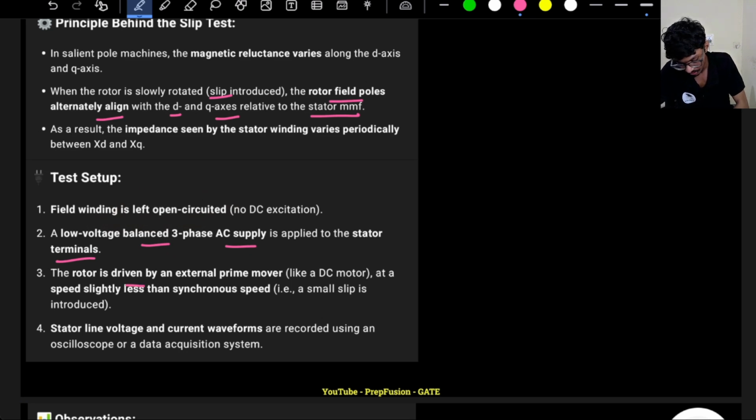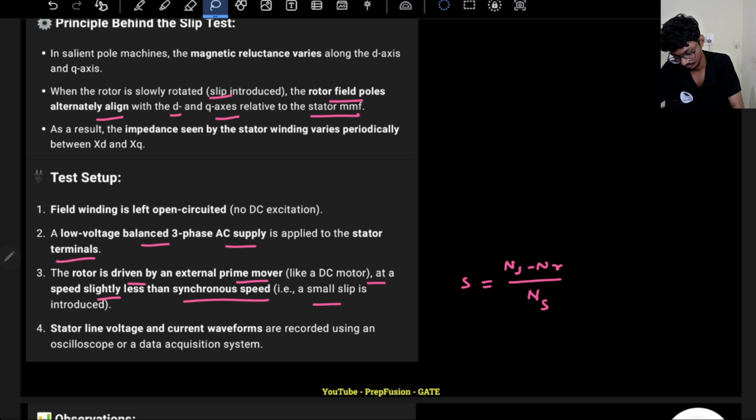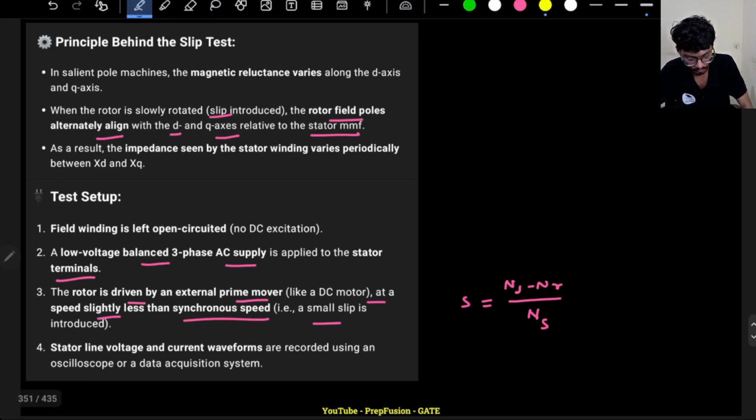The rotor is driven by an external prime mover at a speed slightly less than the synchronous speed. Okay, so it is slightly less than the synchronous speed, but still it is a good speed. So slip will be very small. Slip is (Ns minus Nr) divided by Ns. Of course if Ns minus Nr is very small, because Nr is very near to Ns, slip also will be very small.